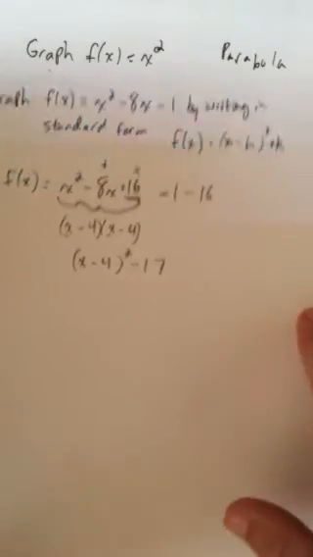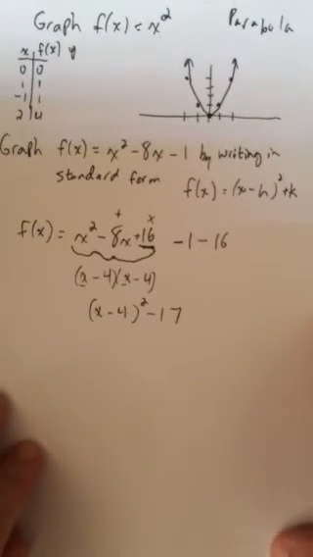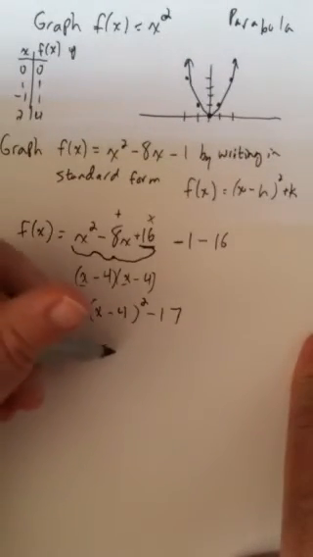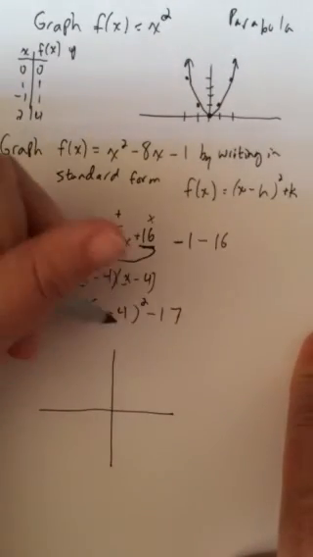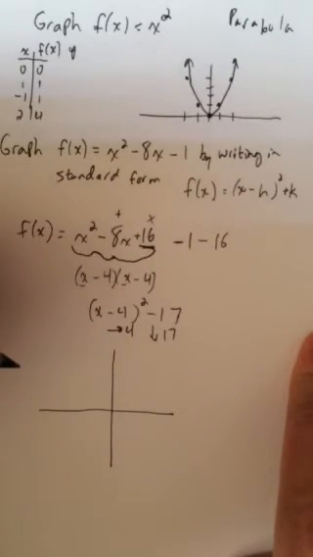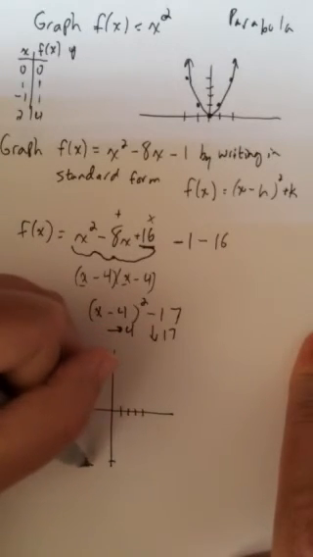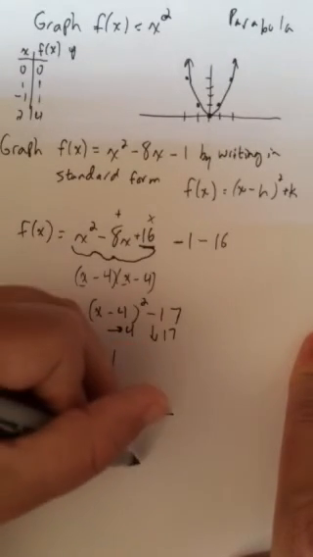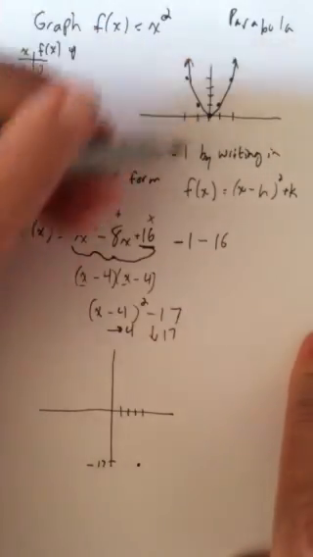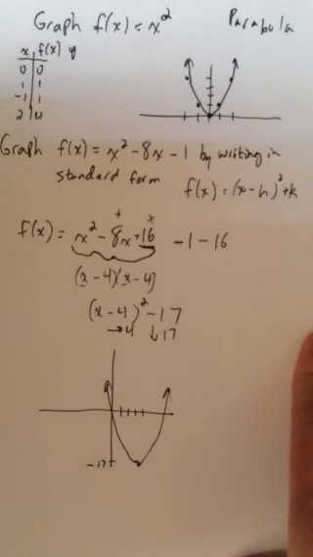So now let's see if I can graph this. Again, we have what a regular parabola looks like. So this would look like a regular parabola, but it would be moved to the right 4 and down 17. So I would go 1, 2, 3, 4, down to negative 17, draw my dot, and then try to recreate my parabola. Okay.